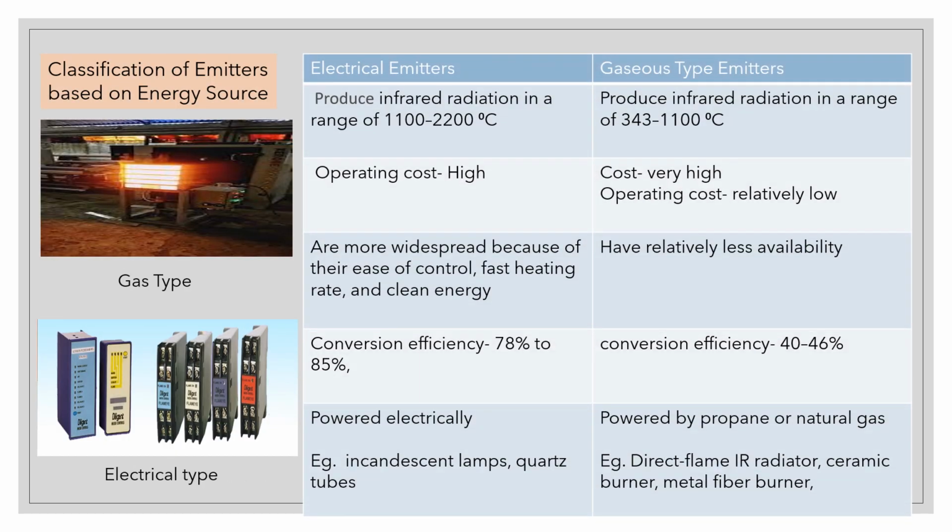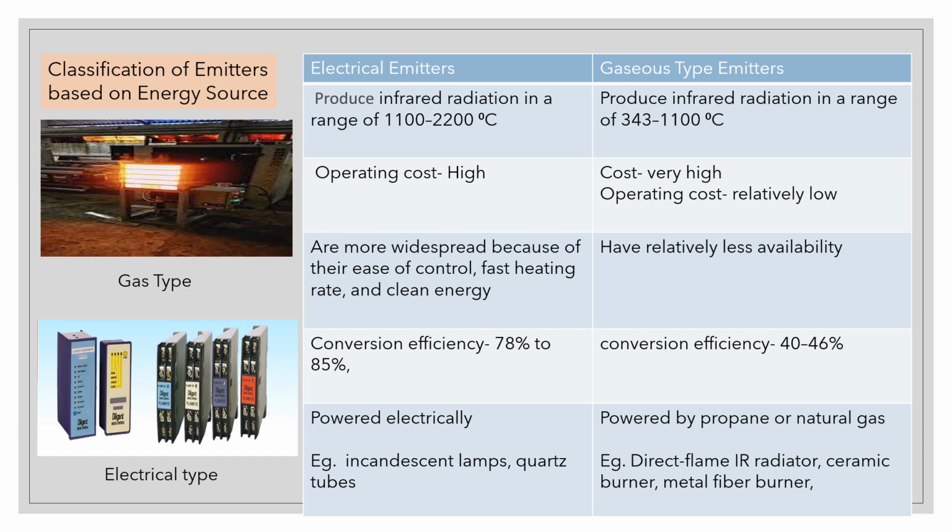Now moving on to the emitters, which are responsible for emitting the infrared radiation. So the classification of emitters is based on the energy source. Emitters are classified as electrical emitters and gaseous type emitters. Electrical emitters produce infrared radiation in the range of 1100 to 2200 degrees Celsius, and gaseous type emitters produce infrared radiation in a range of 343 to 1100 degrees Celsius.